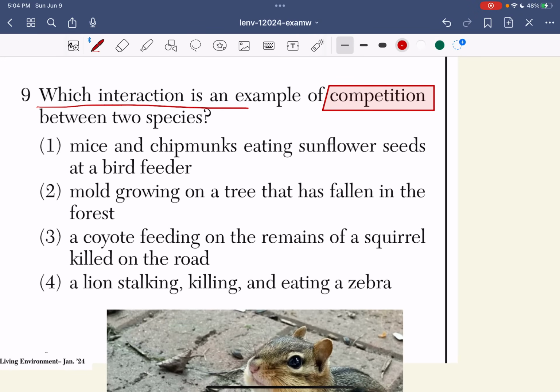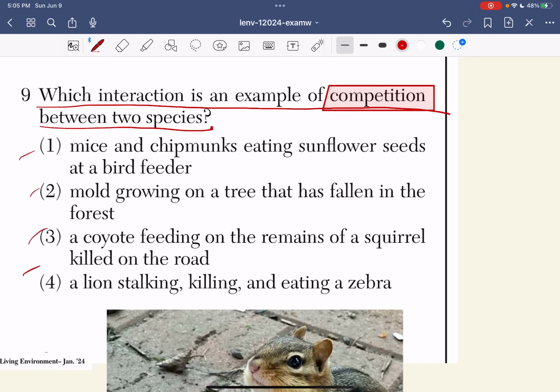Which interaction is an example of competition between two species? Okay. Whenever two species are competing, competition means that they're at war. They both need the same exact resource for them to live. So which one of these tells us that there are two species that are fighting over something that is very necessary for them? So let's take a look.